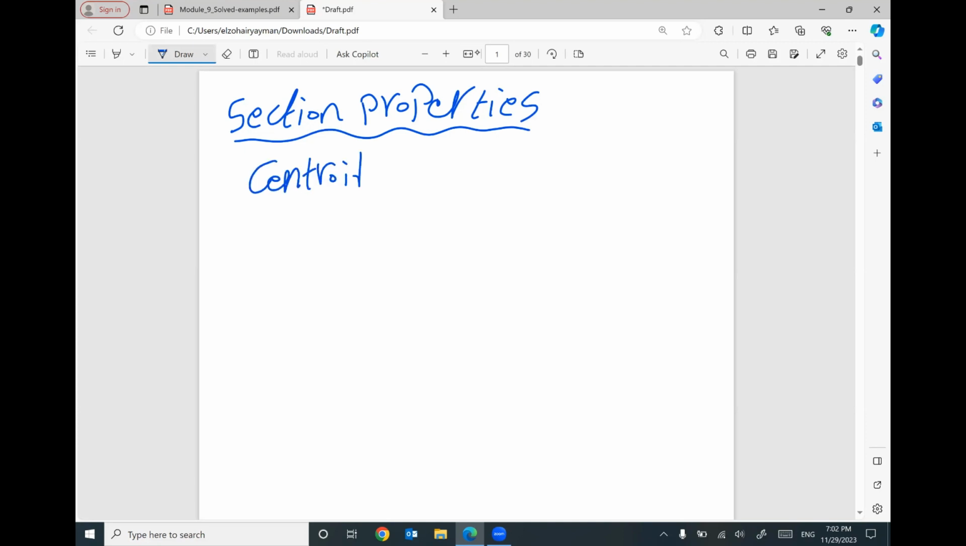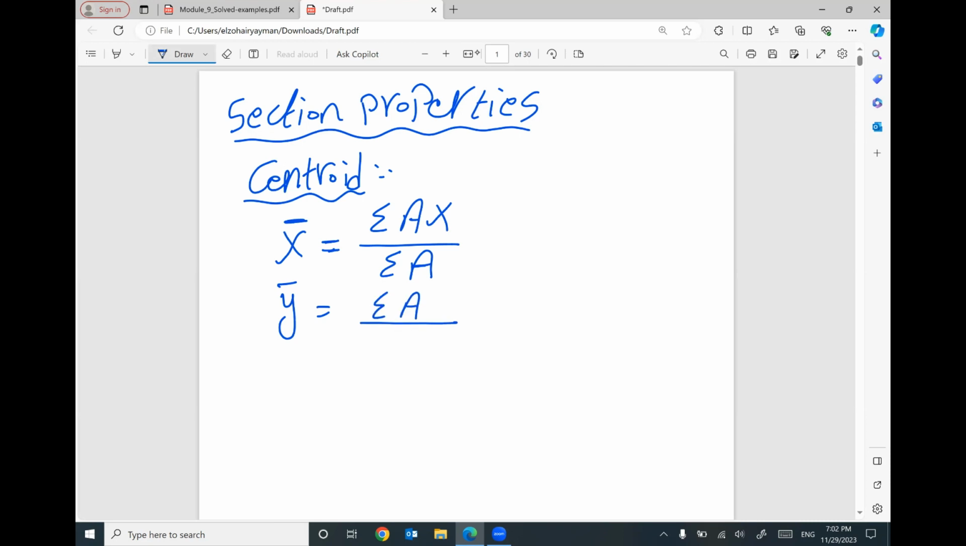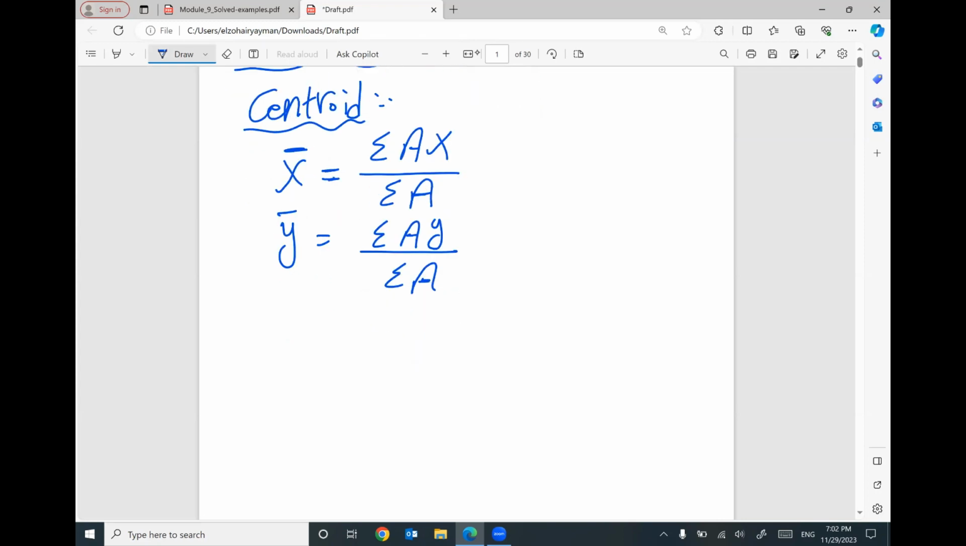To figure out the centroid, we have to apply these two equations, x bar and y bar. X bar equals summation area times x divided by summation area. Y bar equals summation area times y divided by summation area. Keep in mind, I will set up a table to figure out where the centroid is.